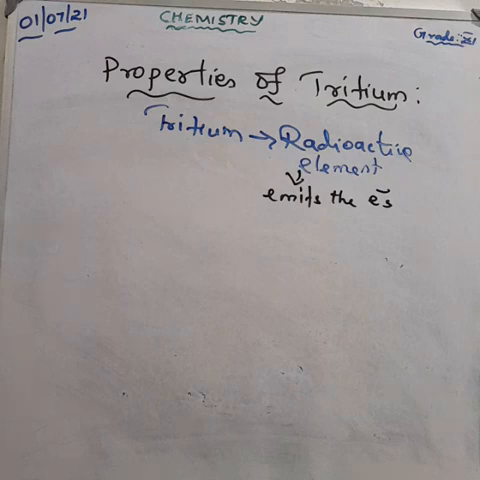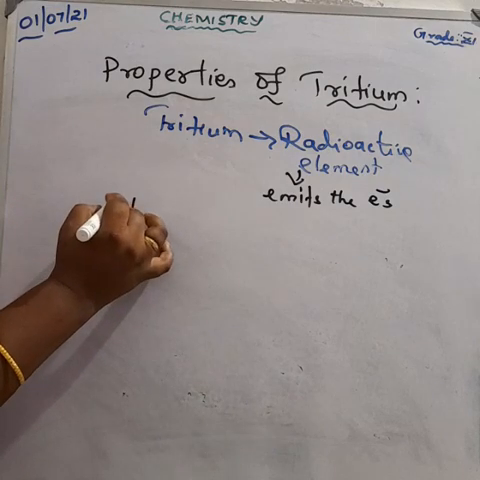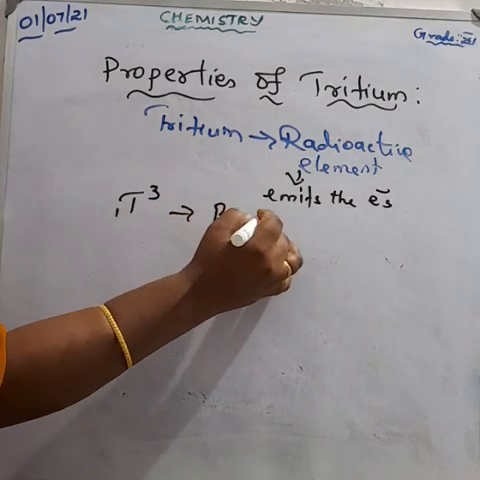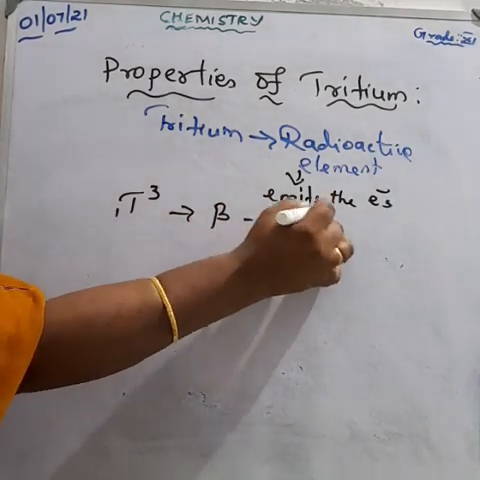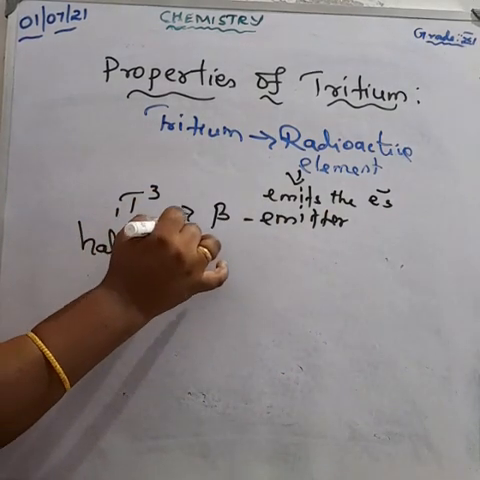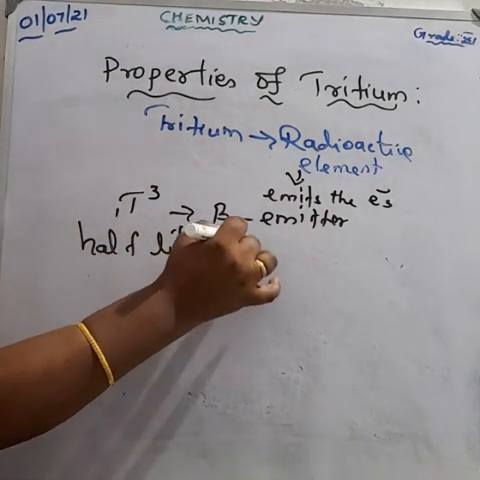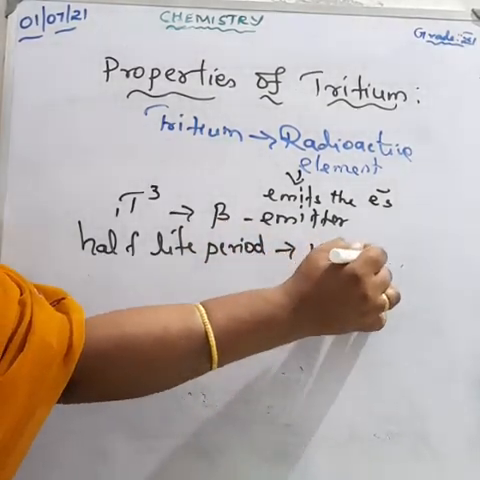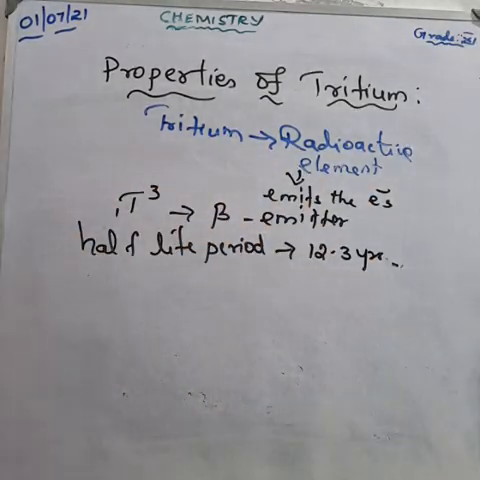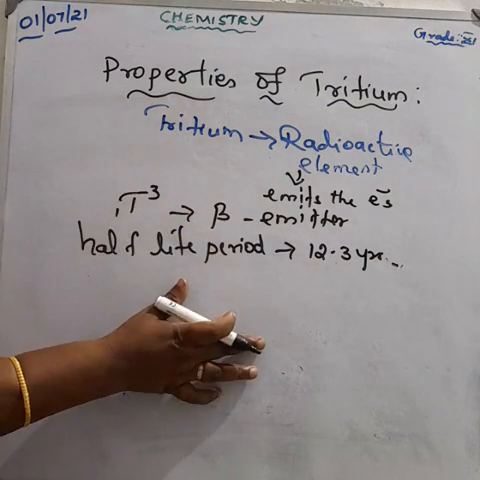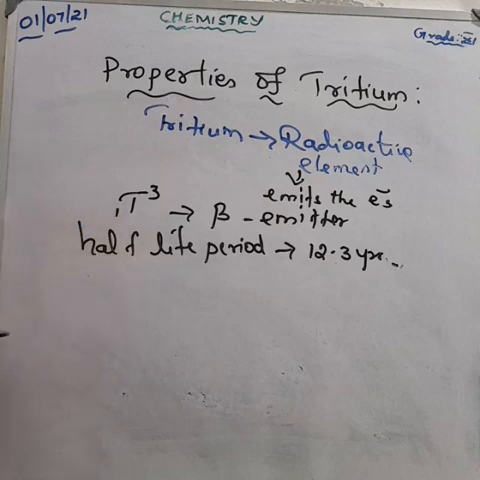Here, tritium is a beta emitter, and the half-life period of tritium is 12.3 years. What do you mean by half-life period? Half-life period means the amount of time it takes to disintegrate by half of an initial amount.